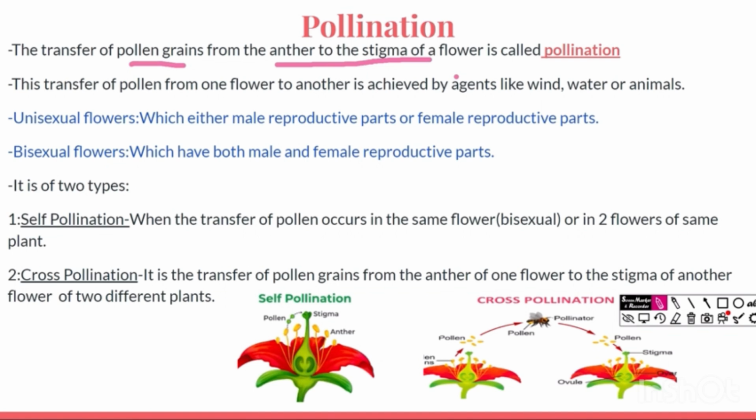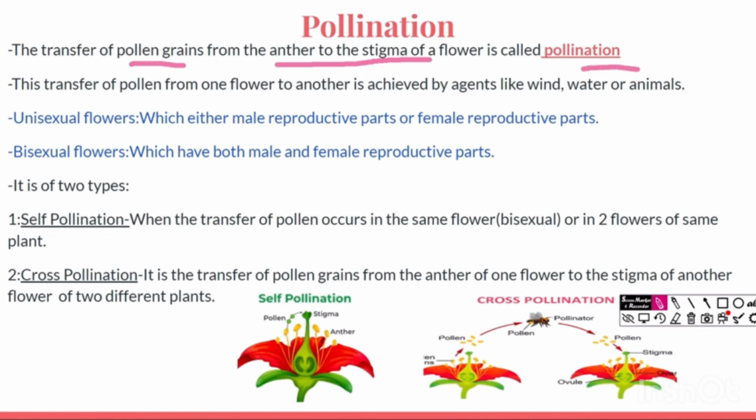So both the gametes have to come together to combine and form a new individual. For that we have to transfer one of the gametes to the other. So the male gamete, which is the pollen grain, is transferred from the anther where it is produced to the stigma of the flower. This is why the stigma is sticky in nature, because the pollen grains simply stick onto the stigma, and from the stigma they go to the ovary. This transfer of pollen grains from anther to stigma is called pollination.